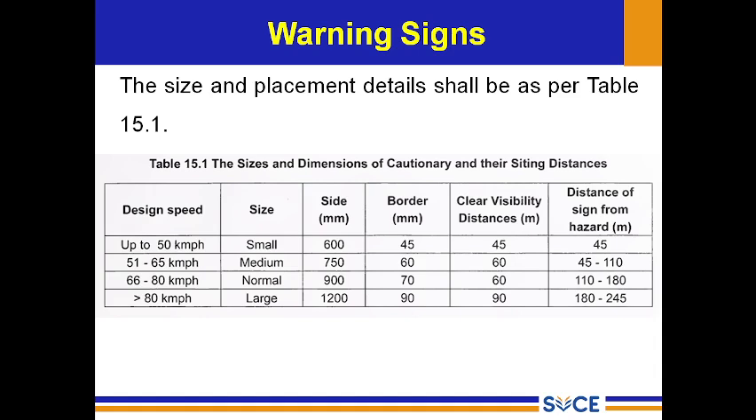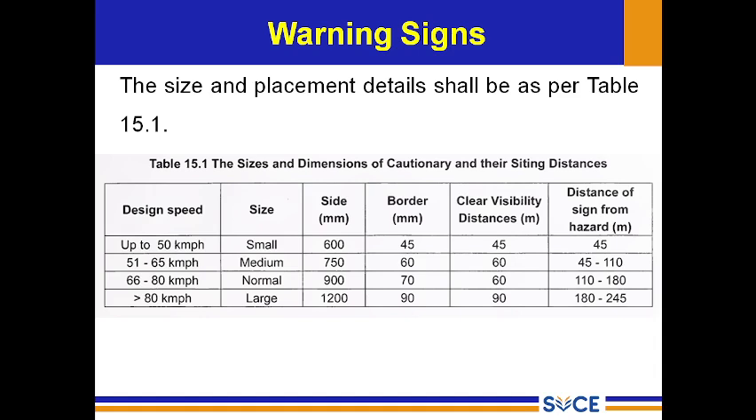The size and placement details of the signboard are given here based on the speeds of vehicles plying on the road. Up to 50 km per hour, especially on urban roads, the size of small boards is enough. Each side is at least 600 millimeter or 60 centimeter, about 2 feet, and the border thickness is 45 millimeter, the red color border. The visibility distance is 45 meter. From 45 meter you are able to see. So if the vehicle is moving below 50 kilometer speed, the 45 meter gap is enough to stop or to take some action like applying brakes.